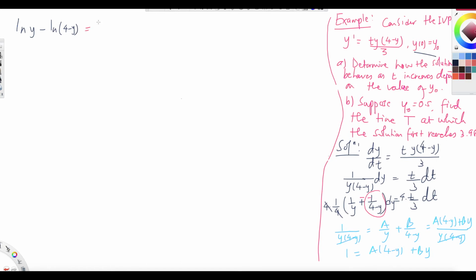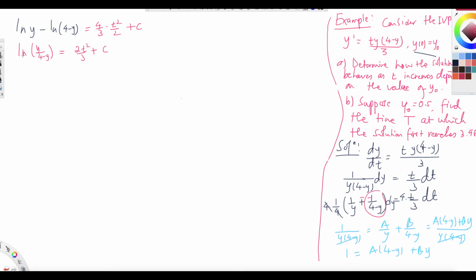Equals 4 over 3 times, what is the integral of t? It is t squared over 2, right? And then plus c. You can do that, right? So what you get on the left side is natural log of y over 4 minus y equals 2t squared over 3 plus c.